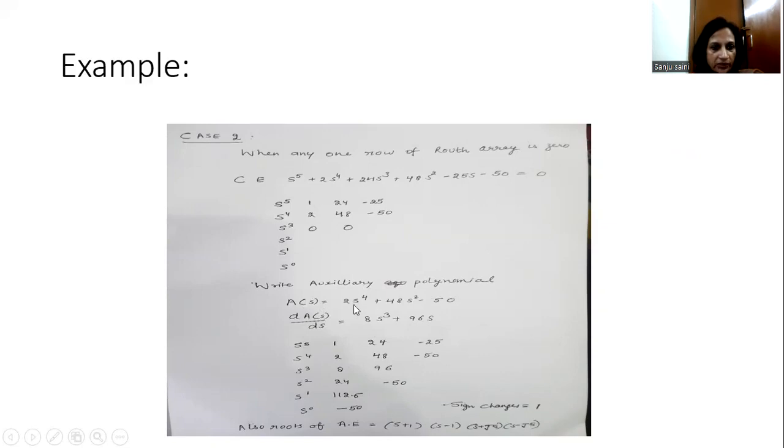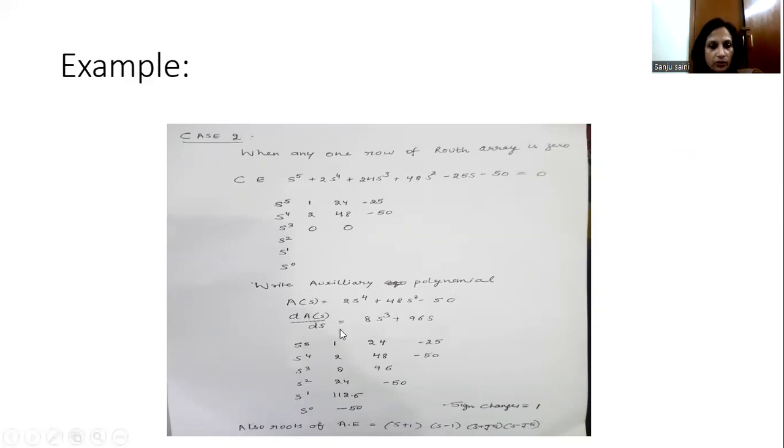So the auxiliary equation is 2s^4 plus 48s^2 minus 50. If we get its roots, we get them at s equal to -1, s equal to +1, s equal to -j root 5, and s equal to +j root 5. It means the roots of the characteristic equation are also telling that the system is unstable, because at s equal to +1, we have a root. And in case any one root is lying in the right half of the s-plane, the system is unstable.